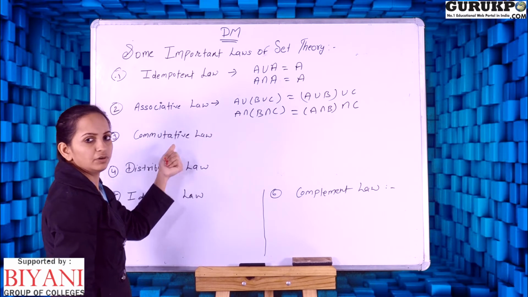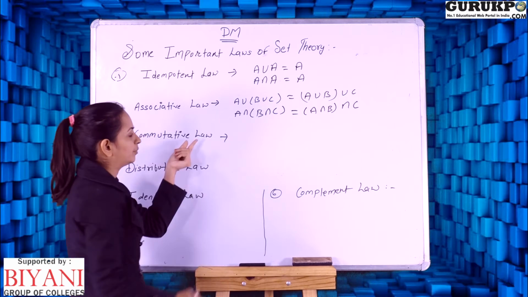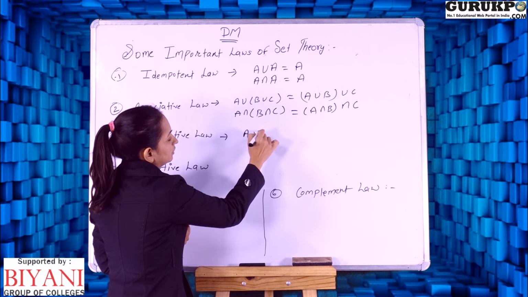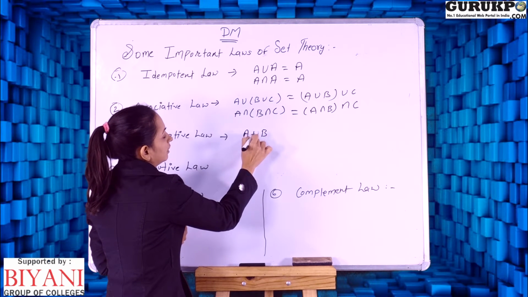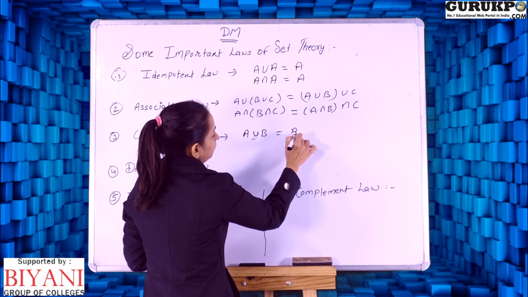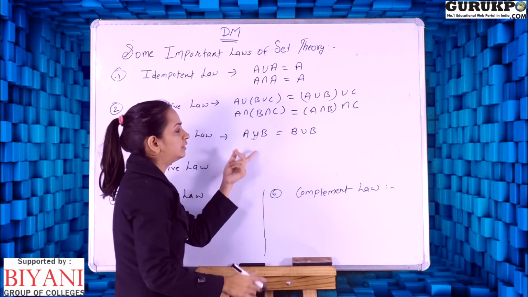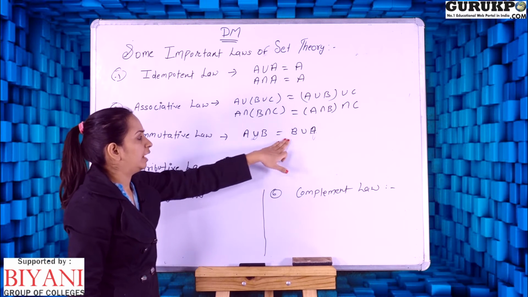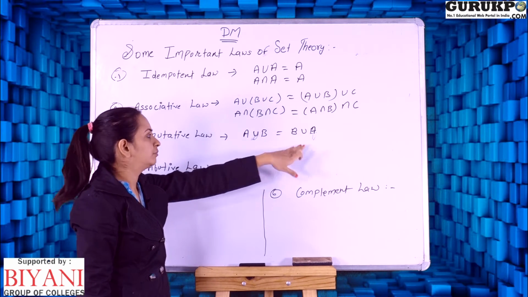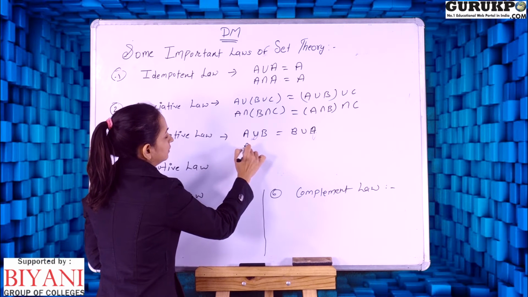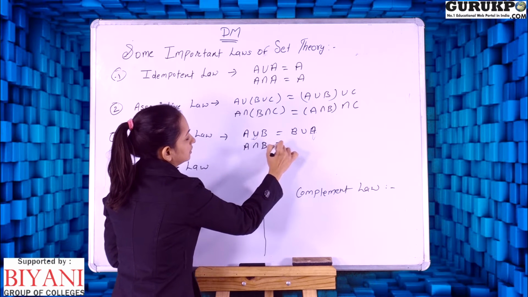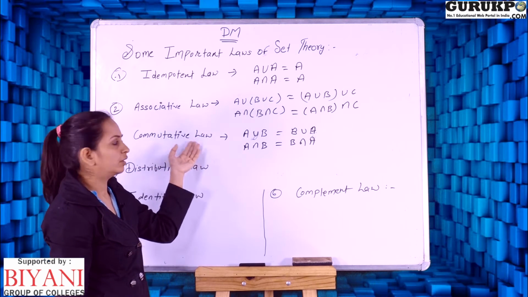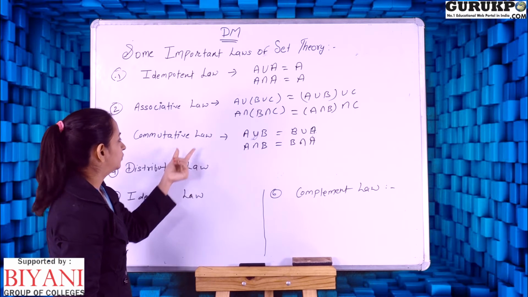And the commutative law, I think you all know about this law. The commutative law says that if I apply the operation A union B, and if I find the union B union A, the answer will be the same. Apply union on A and B, apply union on B and A, the answer will be the same. Same with the intersection. A intersection B is the same as B intersection A. So this law is called the commutative law. Okay. And now moving to the next law.